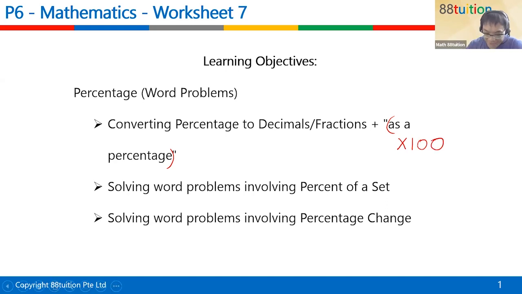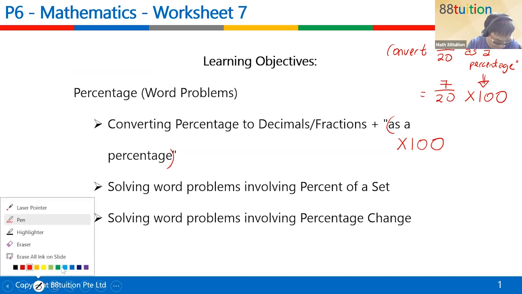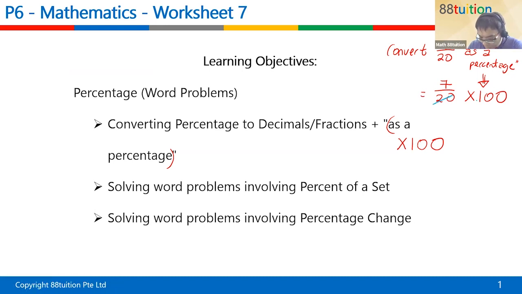All right. So for example, they say convert 7/20, which is a fraction, as a percentage. Every time I see this phrase "as a percentage", I will simply exchange it for times 100. So you have 7/20 times 100. As you can see, 20 and 100 are part of the 20 times table. So divide by 20, divide by 20. And therefore, you will get 7 times 5, 35%.